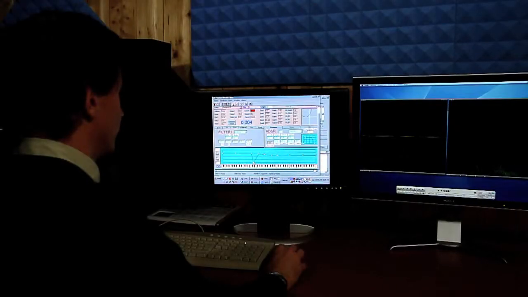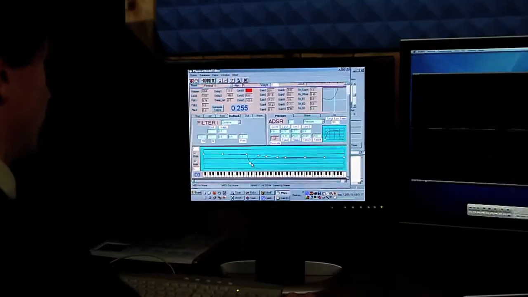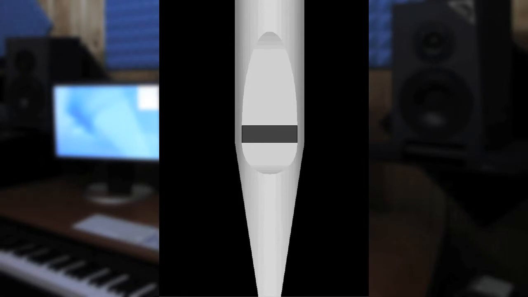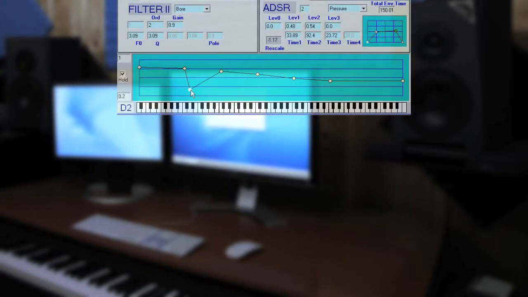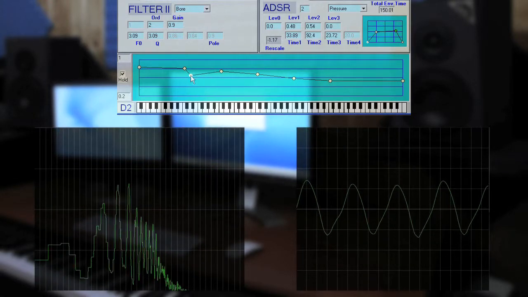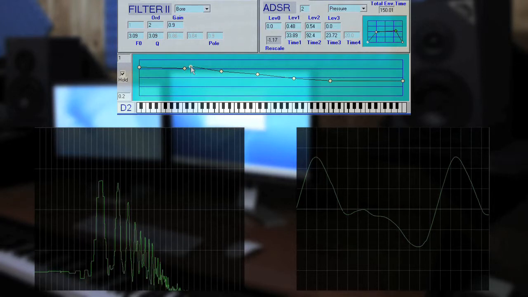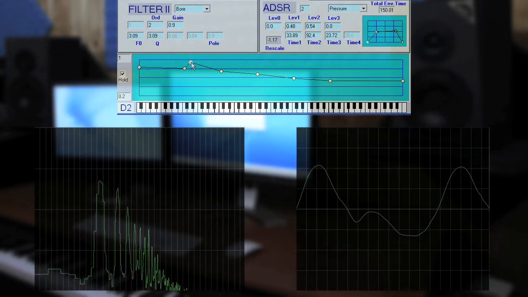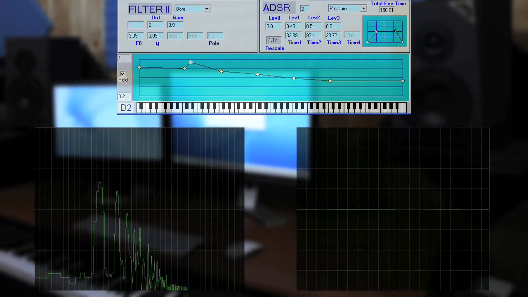With the Physis technology, we can construct virtually each individual pipe. Let's try to vary the parameter that governs the height of the mouth of this main pipe. The harmonic composition of the sound and its basis change considerably.